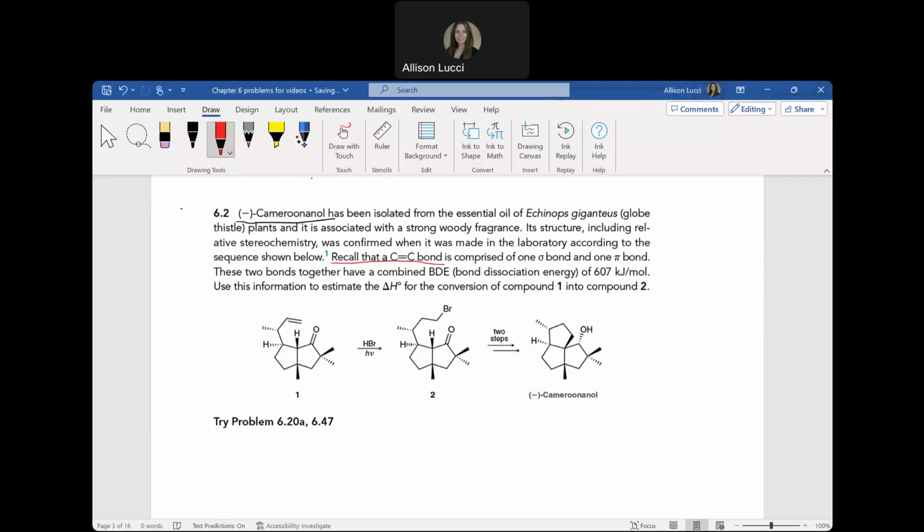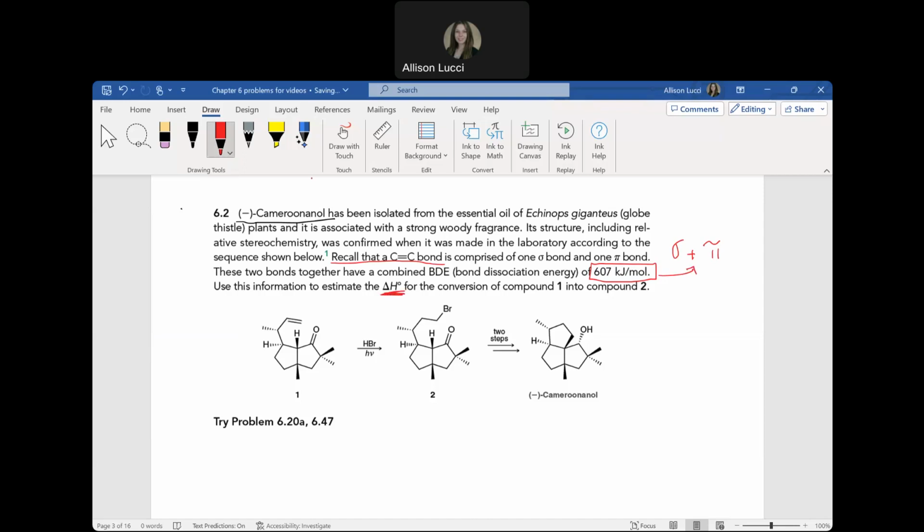We're told that we have this carbon-carbon double bond, and we're reminded that it is comprised of a sigma bond and a pi bond. So on to our table of bond dissociation energies, we're given the value for only sigma bonds. In this example, we're given a value for both those energies combined. So this is telling us that the sigma bond dissociation energy plus the pi bond energy, combined, equals 607 kilojoules per mole.